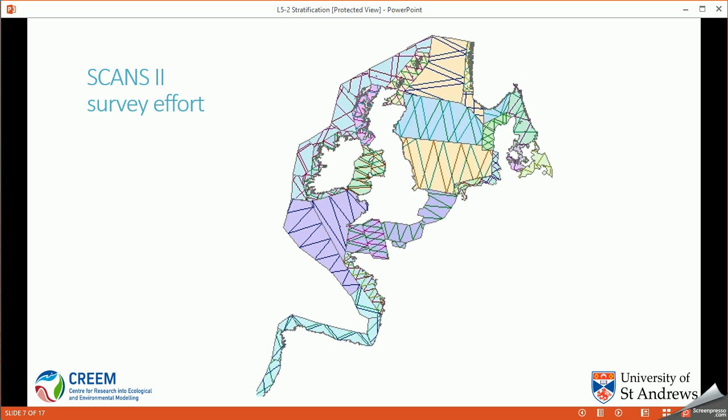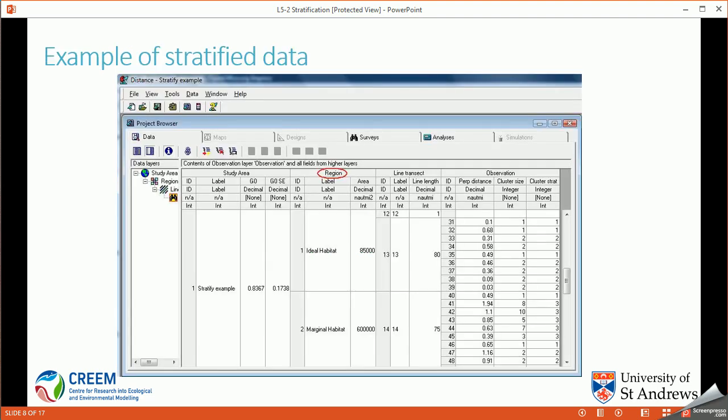So from each of the surveys we have a number of lines specific to that stratum, and attached to those lines we'll have detections. What does that look like in Distance? So this is what a Distance data set would look like. This is not the SCANS data, this is just an example data set.